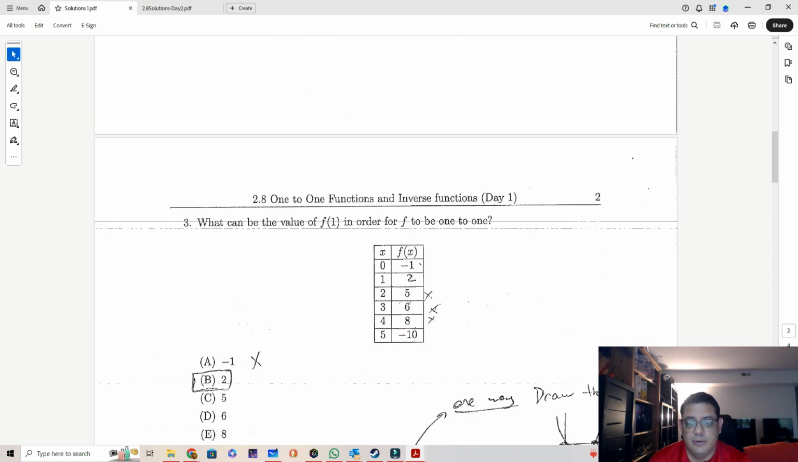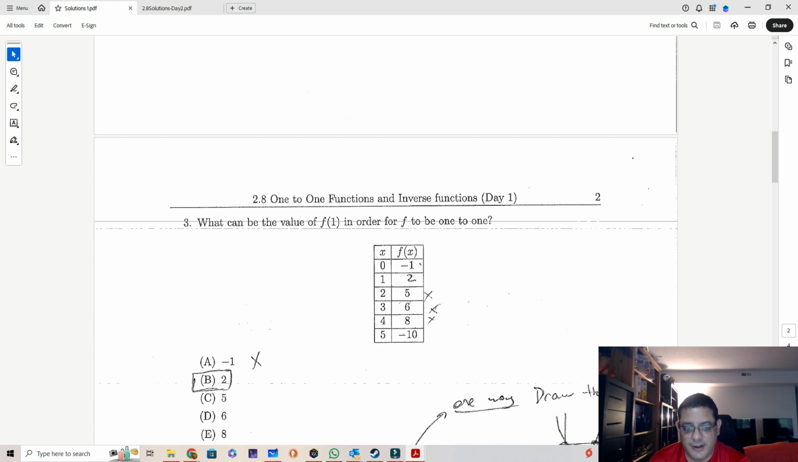Now let's see one of those questions that was on the participation from yesterday. Here we're representing the function as a table. We're asking what can be the value of f of 1 in order for f to be one-to-one. And of course, 1 here is the one that is not written. We see that 0 goes to -1, 2 goes to 5, 3 goes to 6, 4 goes to 8, 5 goes to 10. And so those are the options that are taken.